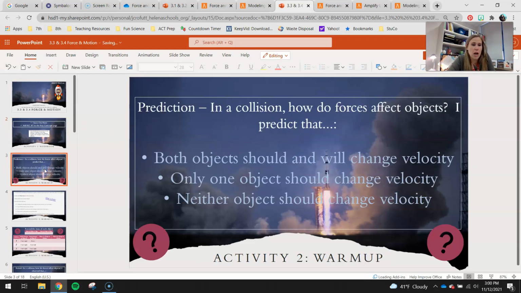Your warm-up for today is to first make a prediction. In a collision, how do forces affect objects? I predict that... you guys are going to circle either both objects should and will change velocity, only one object should change velocity, or neither object should change velocity. Remember, any of our changes of velocity include those 5: speed up, slow down, start, stop, or change direction. Those are the 5 changes of velocity we've been talking about since the beginning.